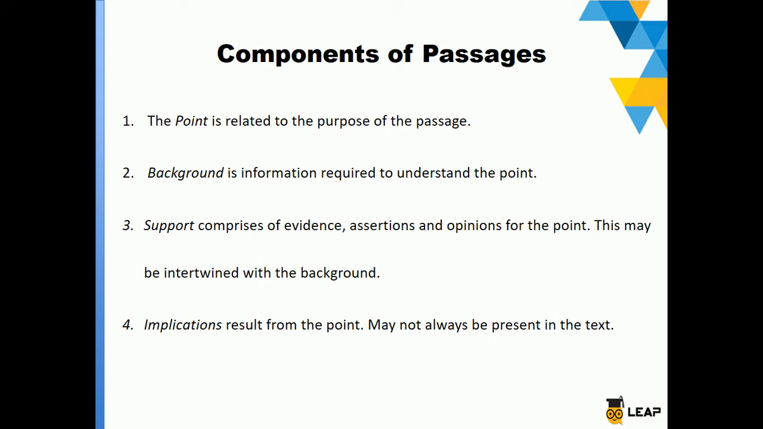Alright? The fourth component is implications. Now, implications are things that result from the point. Now, you can call them conclusions or extrapolations from what the author has said or has tried to prove in his or her passage. So, the implication is something that results from the point and, well, may not always be present in the passage. Alright?